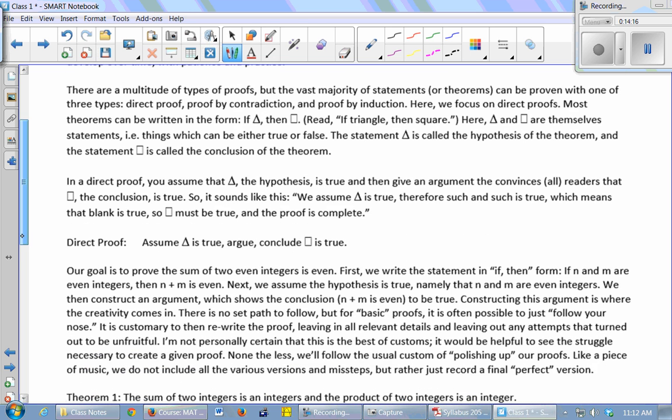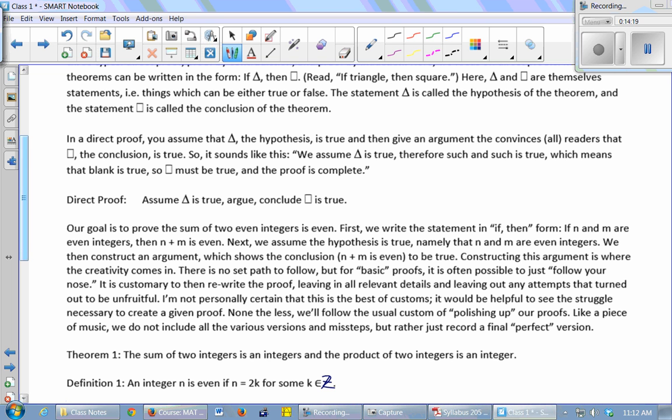So the statement triangle is called the hypothesis of the theorem, and the statement square is called the conclusion of the theorem. In a direct proof, you assume that the hypothesis, triangle, is true, then give an argument that convinces all readers that square, the conclusion, has to be true. So it would sound something like this: we assume triangle is true, therefore such and such is true, which means that something else is true, so square must be true and the proof is complete. So in a direct proof, you assume triangle is true, argue, argue, argue, conclude square must be true.